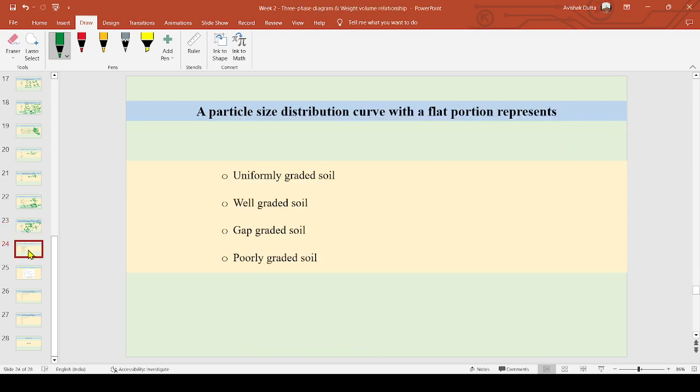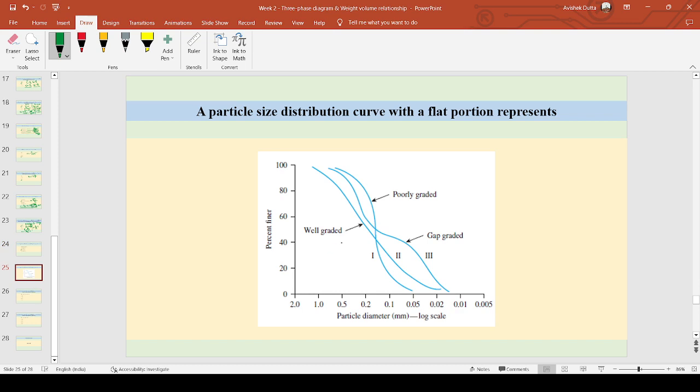Okay, good. Next question. A particle size distribution curve with a flat portion represents what? What is the answer? Gap graded soil, because it means some particles are absent. See here, particles between this and this are almost negligible. The percentage finer is not incrementing in this range. So particles of this size are almost absent over here. Yes, flat portion means gap graded soil.